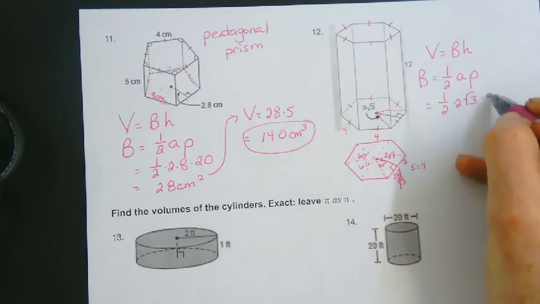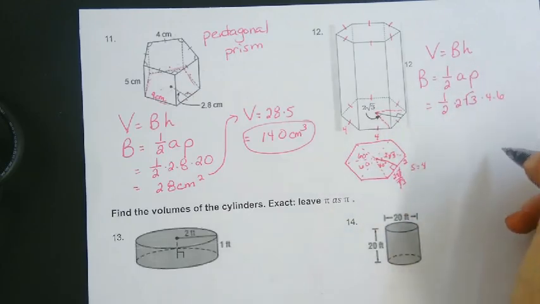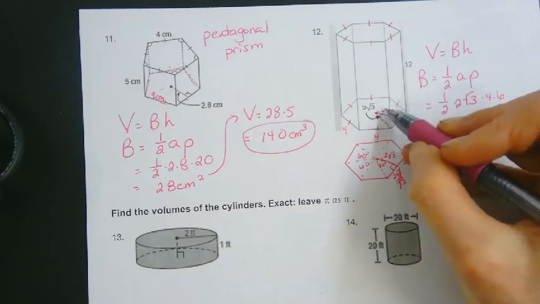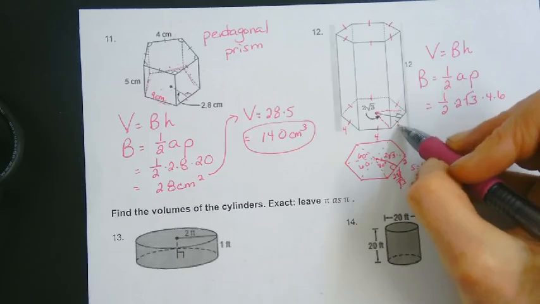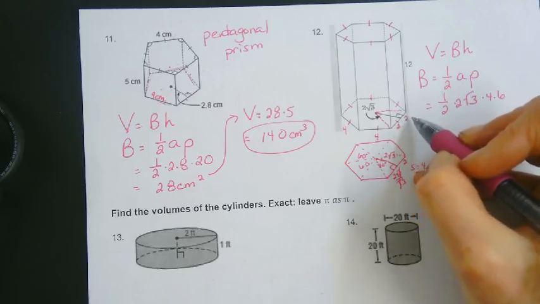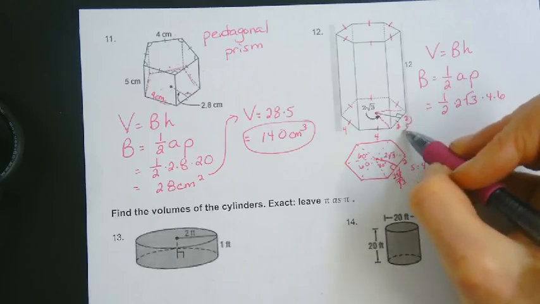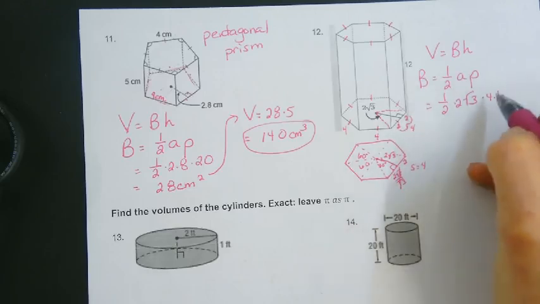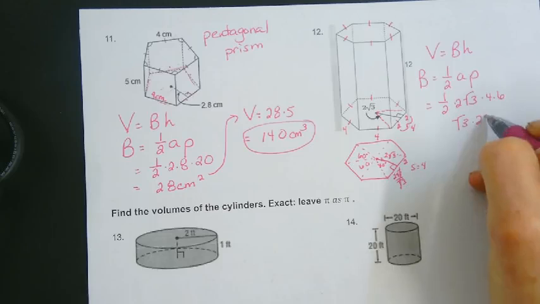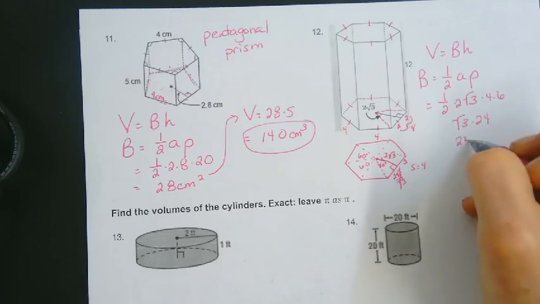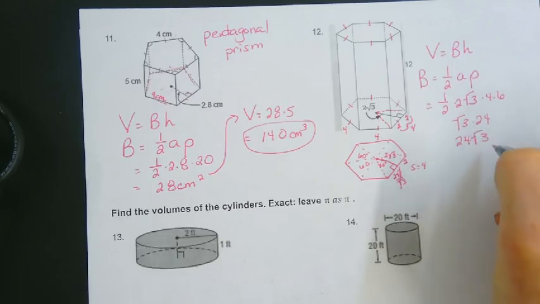So 1/2 times the apothem, 2 rad 3. Using 30, 60, 90s, we can find that this is 2 and this is 2, which just makes this whole thing 4. Okay, half of 2 is just 1, so that's rad 3 times 24. So that's 24 rad 3. And that is the area of our base.